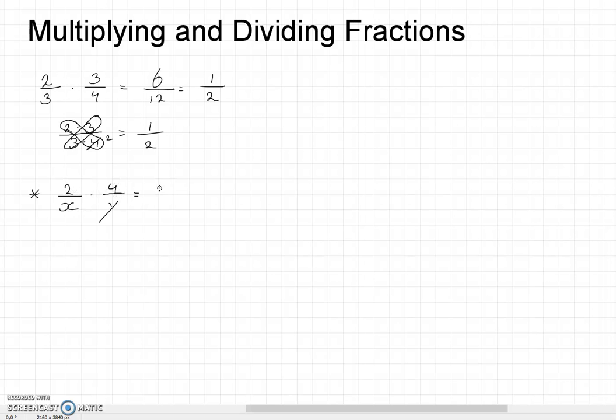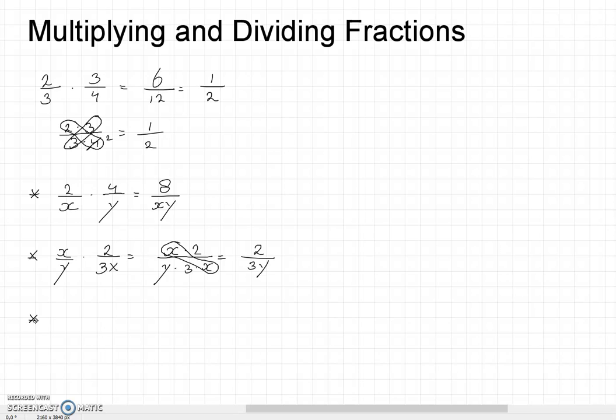2/x times 4/y becomes 2 times 4, or 8/x times y. We cannot simplify this, so this is the result. Another example is x/y times 2/3x. And in this example we're going to use this method, such that we have x times 2 in the numerator and y times 3 times x in the denominator. We can now see that we can divide both the numerator and the denominator by x, such that we end up with 2/3y.